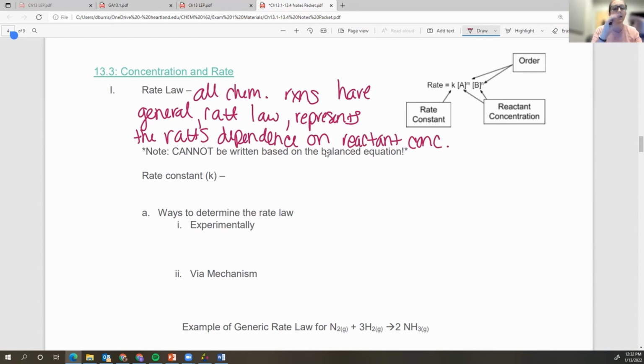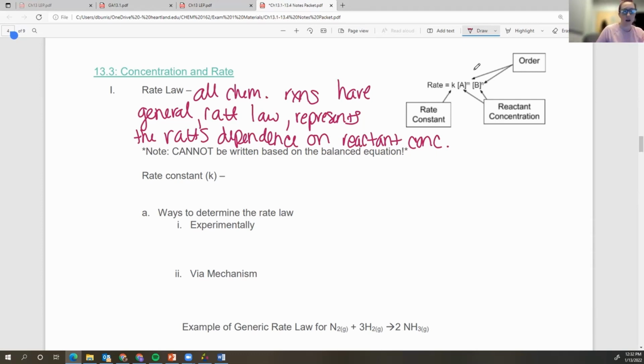Now, we did just say that the rates are stoichiometric. The rate law, however, is based on the mechanism, and you cannot actually look at the balanced equation to determine the rate law. So I made a note here, you cannot write it based on the balanced equation. The only way to figure out a rate law is if you are given data. You have to do an actual experiment and be given data to figure out a rate law. Or if I know what the mechanism is, which we don't usually. We'll talk about mechanisms again later.